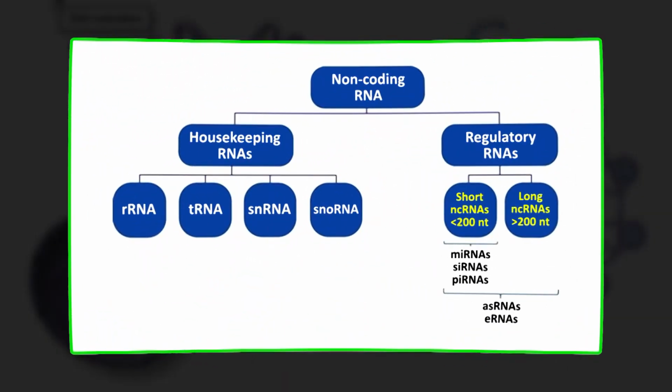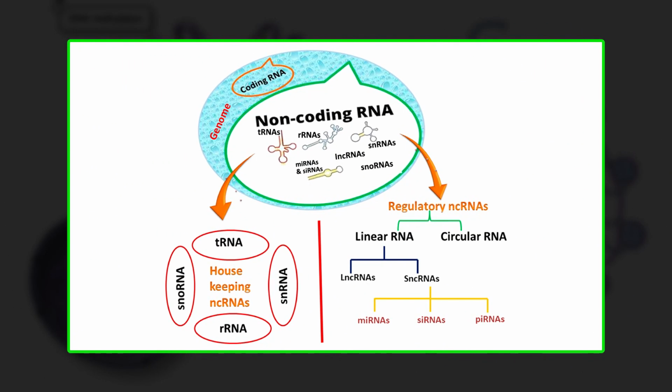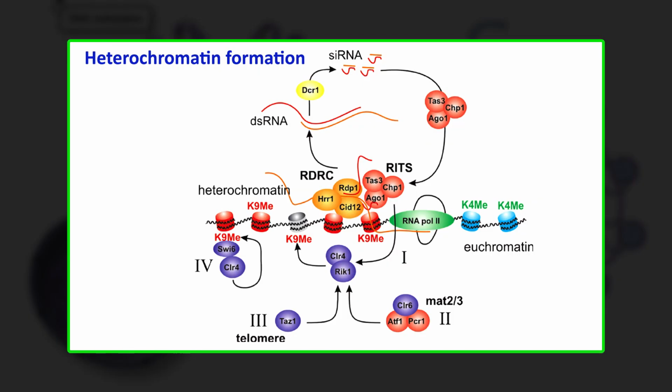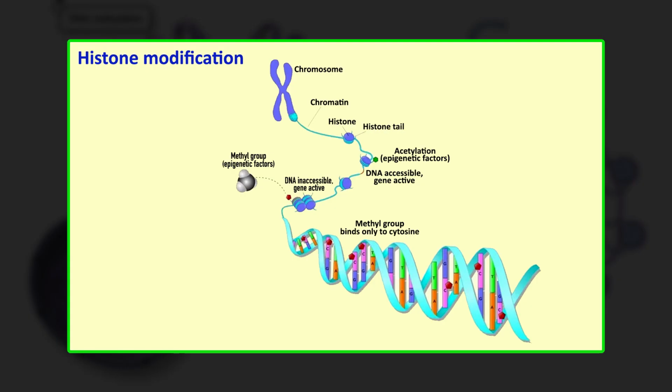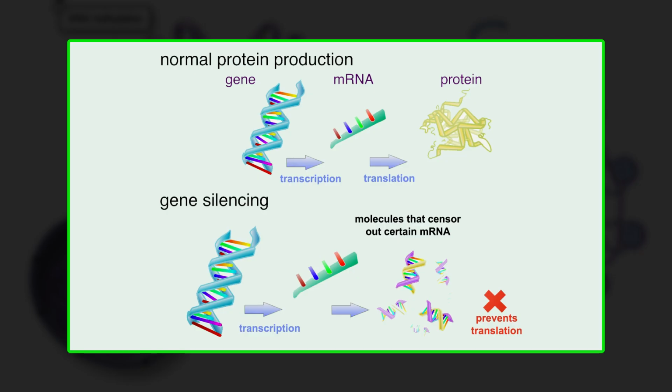Those non-coding RNAs that appear to be involved in epigenetic processes can be divided into two main groups: the short non-coding RNAs and the long non-coding RNAs. The three major classes of short non-coding RNAs as discussed are microRNAs, short interfering RNAs, and piRNAs, that is PIWI-interacting RNAs. Both major groups are shown to play a role in heterochromatin formation, histone modification, DNA methylation targeting, and gene silencing.